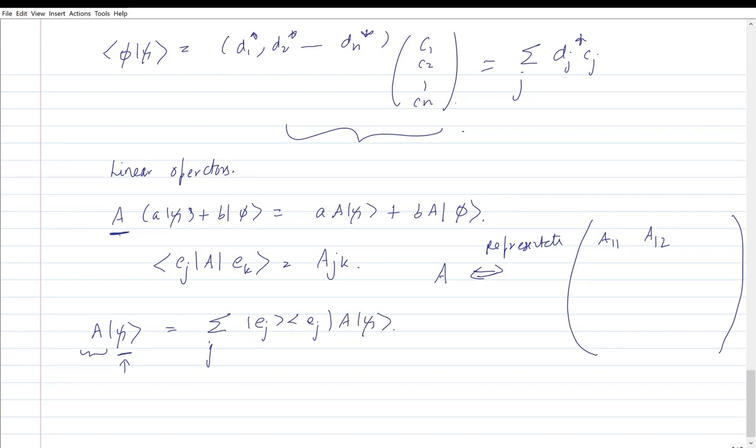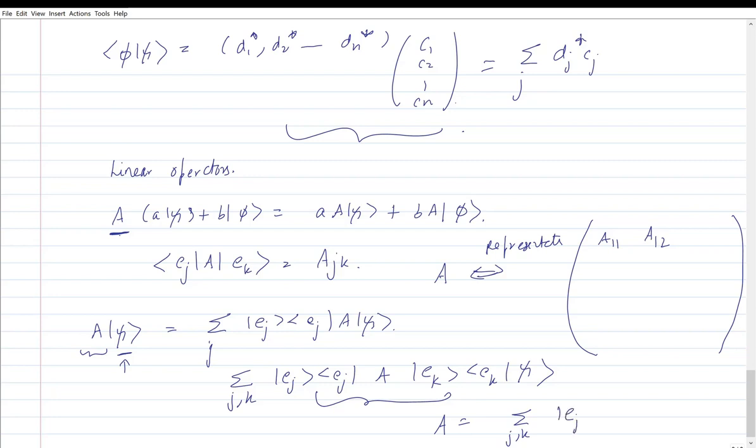So what do I get? I tack along another identity over there. So I insert the identity at two places. And notice this quantity, this is the matrix element. So I get some sort of an outer product notation, what I call. I get the sum over jk, I get an ej, Ajk, this was the Ajk element, I get ek.